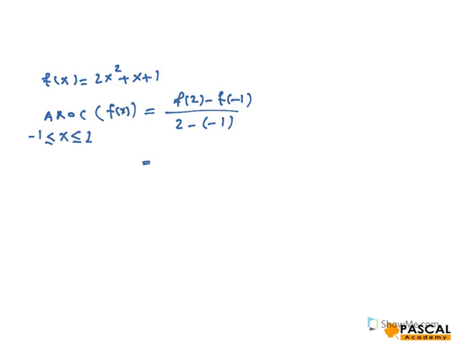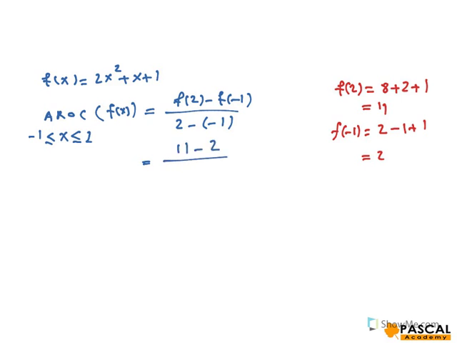f(2) is 2 times 2 to the power of 2, plus 2, plus 1, which is 11. And f(-1) is 2 times (-1) to the power of 2, which is 2, minus 1, plus 1, which is 2. Therefore, the average rate of change would be (11 - 2) divided by 3, which is 9 divided by 3, which is 3.